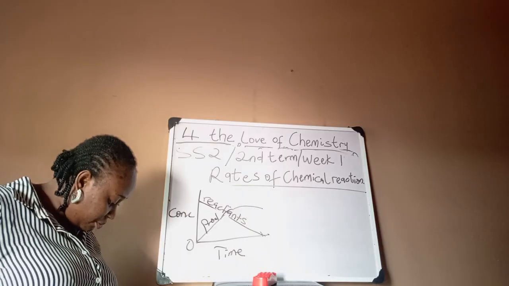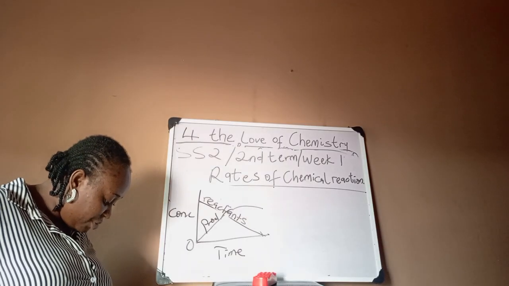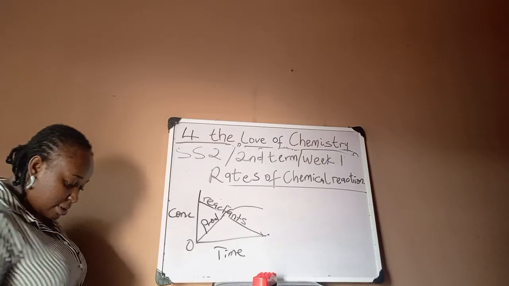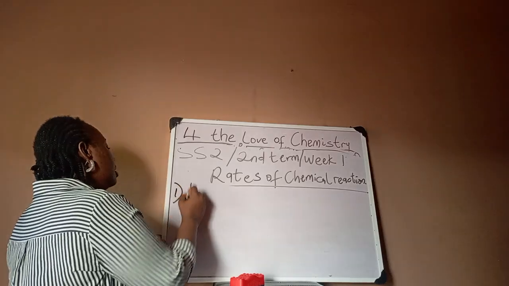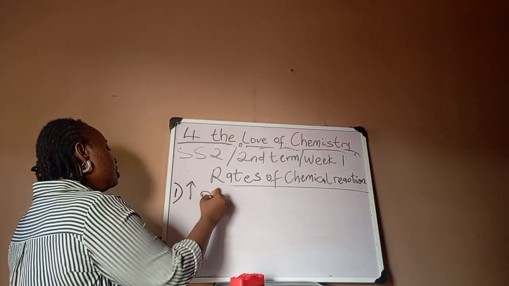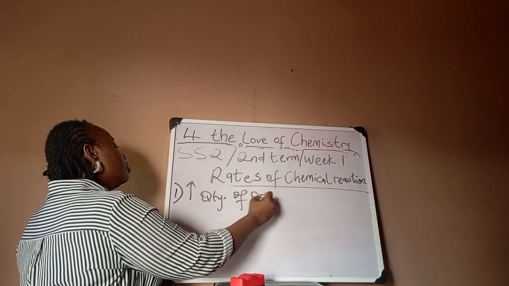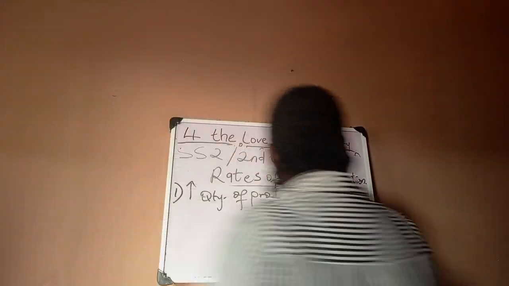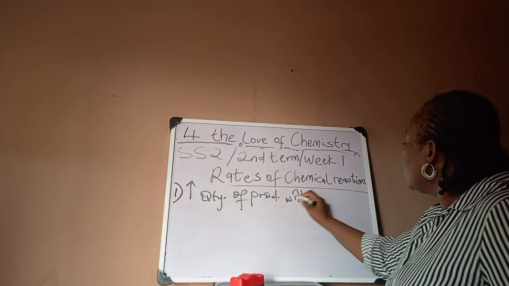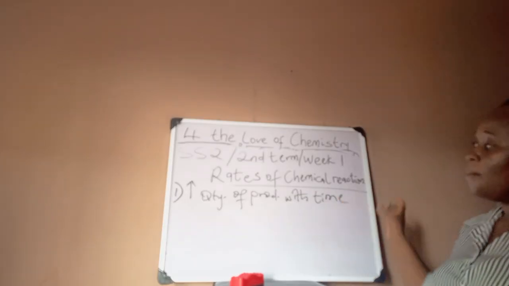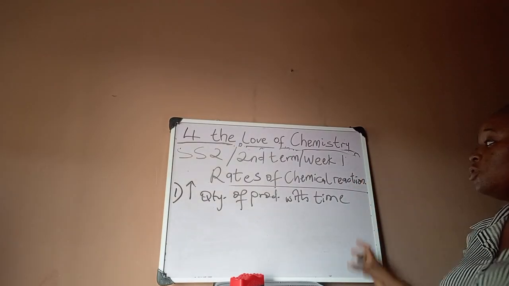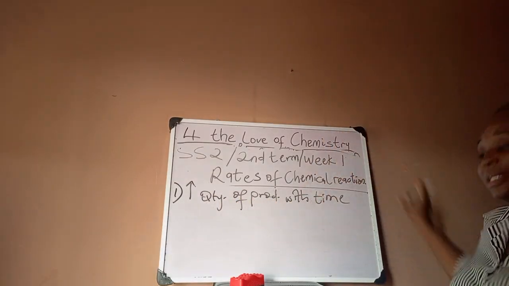Determination of rate of reaction. Number one, increase in the quantity of product with time. That's how we determine the rate of reaction. Because we know that as the reaction is going on, the reactants are being converted to products. So we can measure the rate of reaction by the increase of quantity of the product with time.